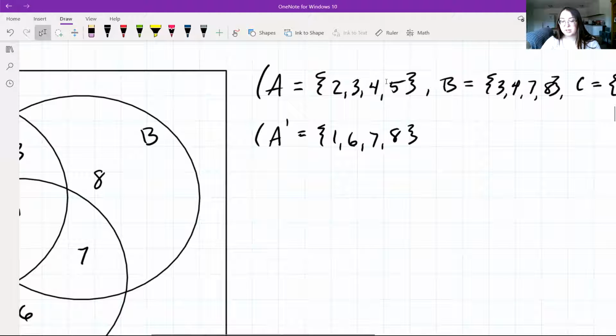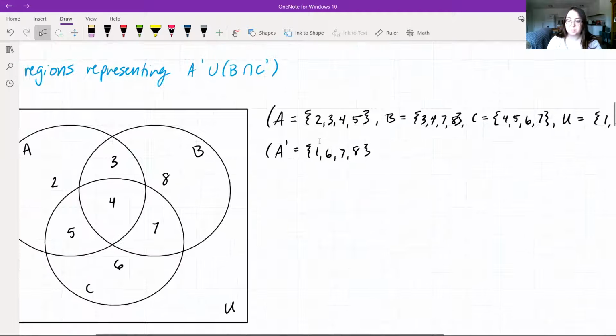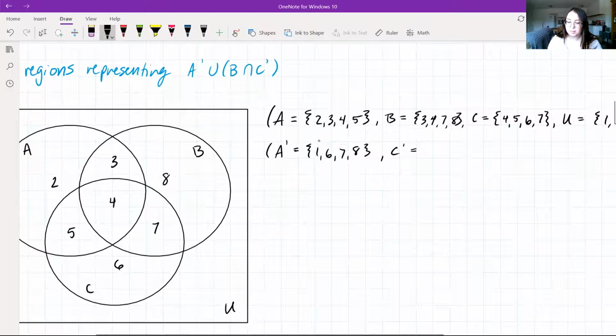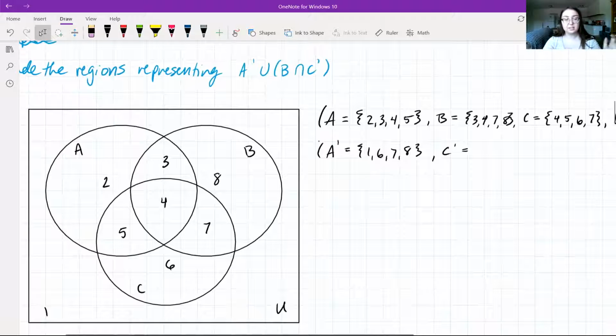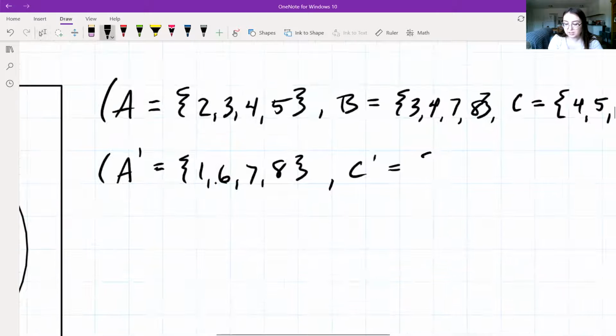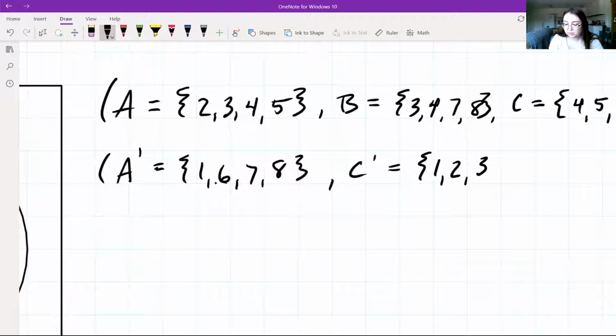You can also just look at the set that we already stated here. So you can just think of all the values that aren't in this set that are in the values of 1 through 8. Now we want C prime. So we know that C is 4, 5, 6, and 7. So we know it's going to be every value that's not in C. So we see 1, 2, 3, none of these, and 8. So we know C prime is going to be 1, 2, 3, and 8.